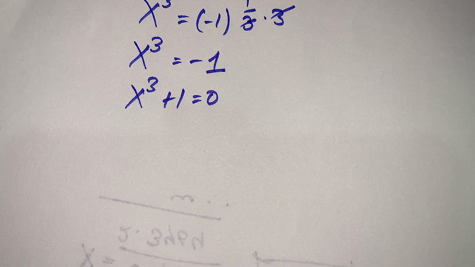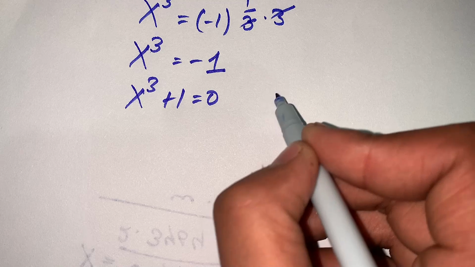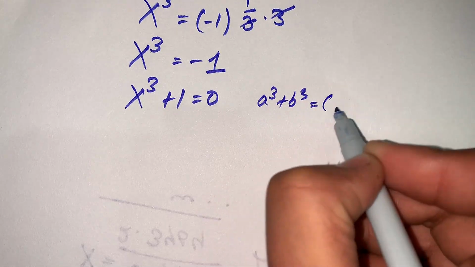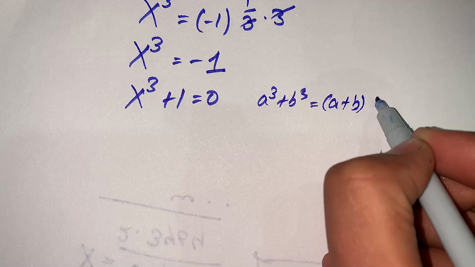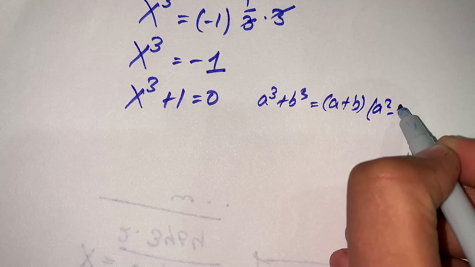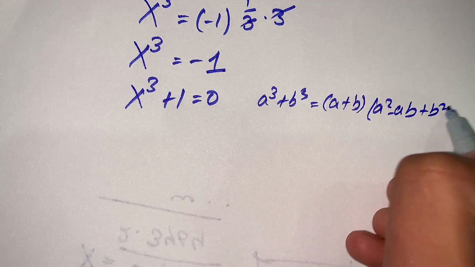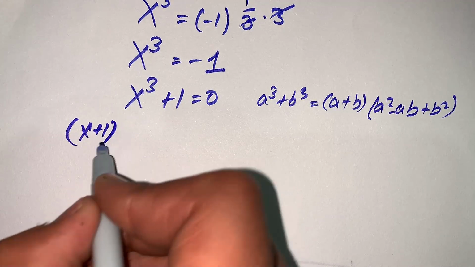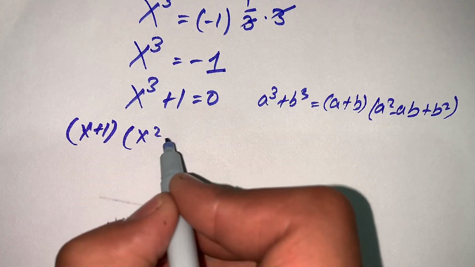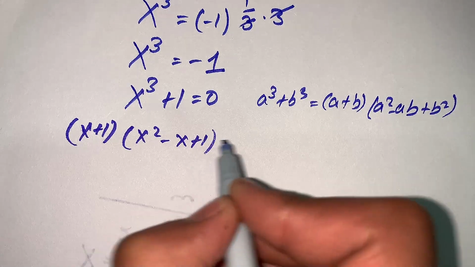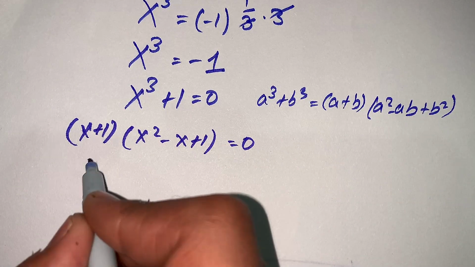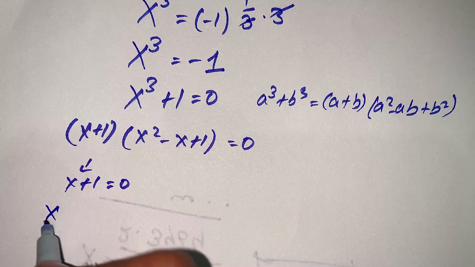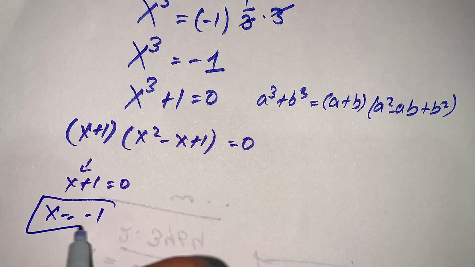And this will be a cube plus b cube. After applying this formula, a cubed plus b cubed is equal to a plus b into a squared minus ab plus b squared. So x plus 1 into x squared minus x plus 1 is equal to 0. Then x plus 1 is equal to 0, so x is equal to minus 1.